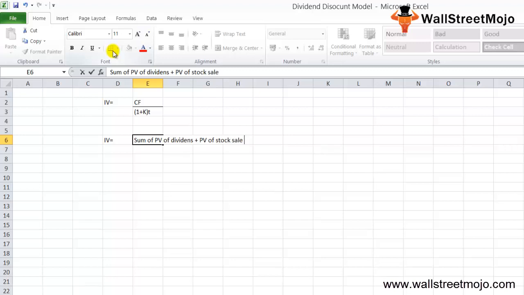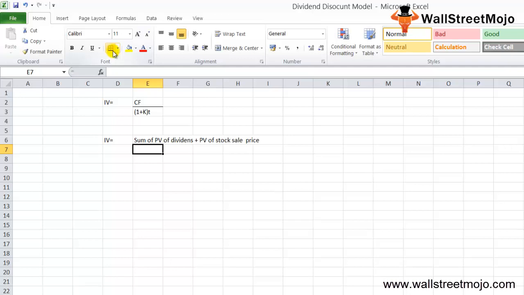When you do this, you get the IV. Now, the dividend discount model price is the intrinsic value of the stock. If the stock pays no dividend, then the expected future cash flow will be the sale price of the stock. So let us take an example and see how to deal with this. Let's get into this in depth.